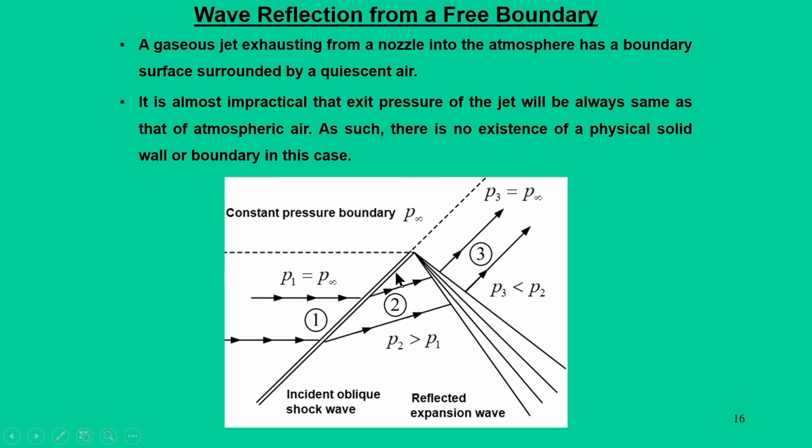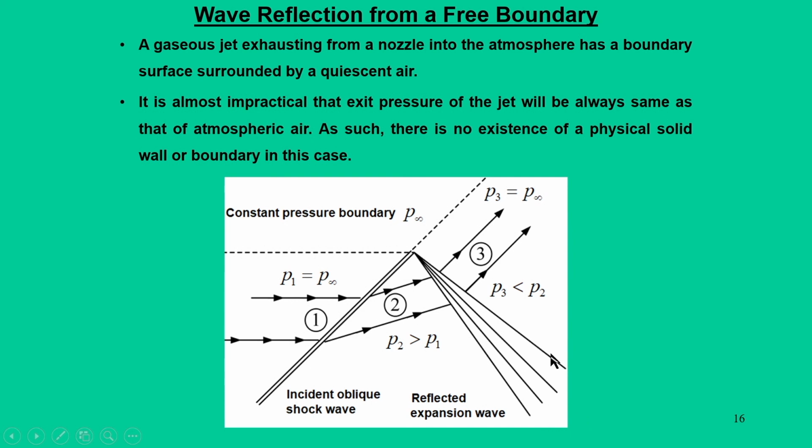So, if you look at this particular flow behavior, this incident oblique shock interacts with a free boundary. Now, it tries to get reflected. When it gets reflected, it does not appear as an oblique shock, because it becomes an expansion fan. That means, when an incident shock interacts with a free boundary or constant pressure boundary, it reflects as an expansion wave.